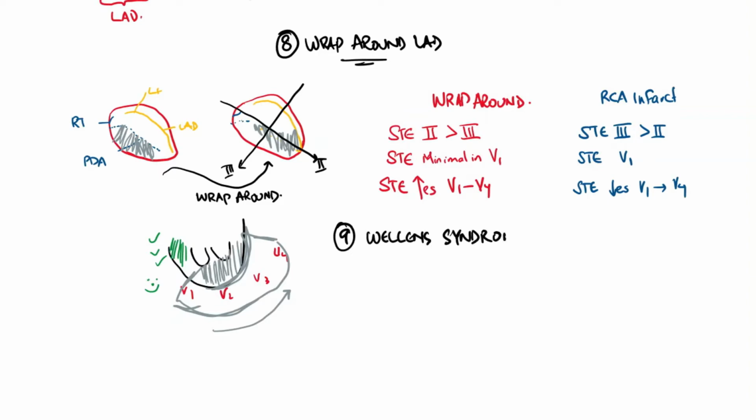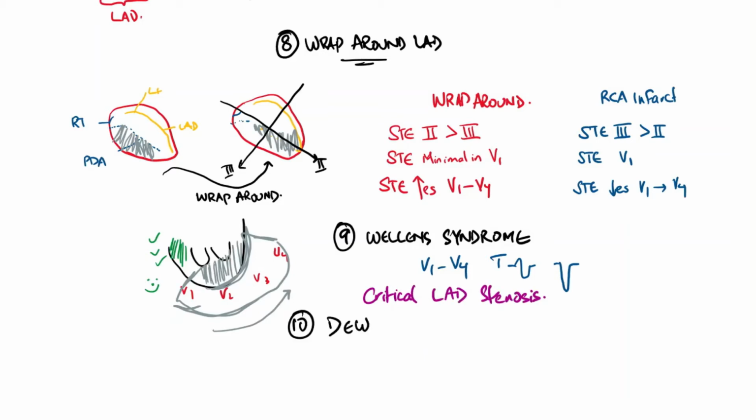The next one is Wellen syndrome. This is only happening in a relatively smaller percentage of people. In V1 to V4, you will have biphasic T waves or deeply inverted T waves, and this is an indicator of critical LAD stenosis. The last one is De Winter T waves. We'll discuss this in a video on T waves. It's the fact that you have hyperacute T waves with ST depressions in the precordial chest leads, and it only happens in 2% of cases of left anterior descending lesions.